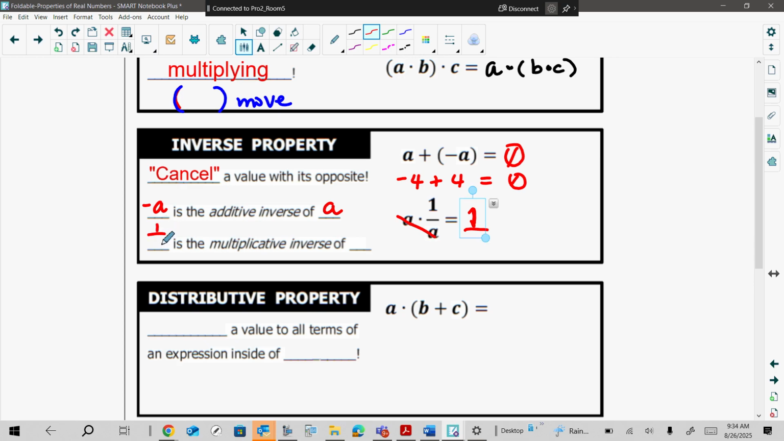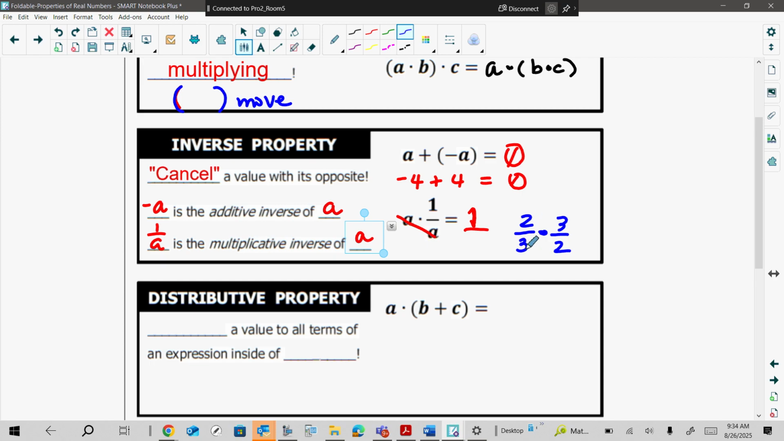So 1 over a is a multiplicative inverse of a. For multiplying, you've got to flip the number. So here's an example: if I have 2/3, I would have to multiply by what to get a value of 1? Flip that 2/3. What fraction would that become if I flip the 2/3? It'd be 3 over 2.